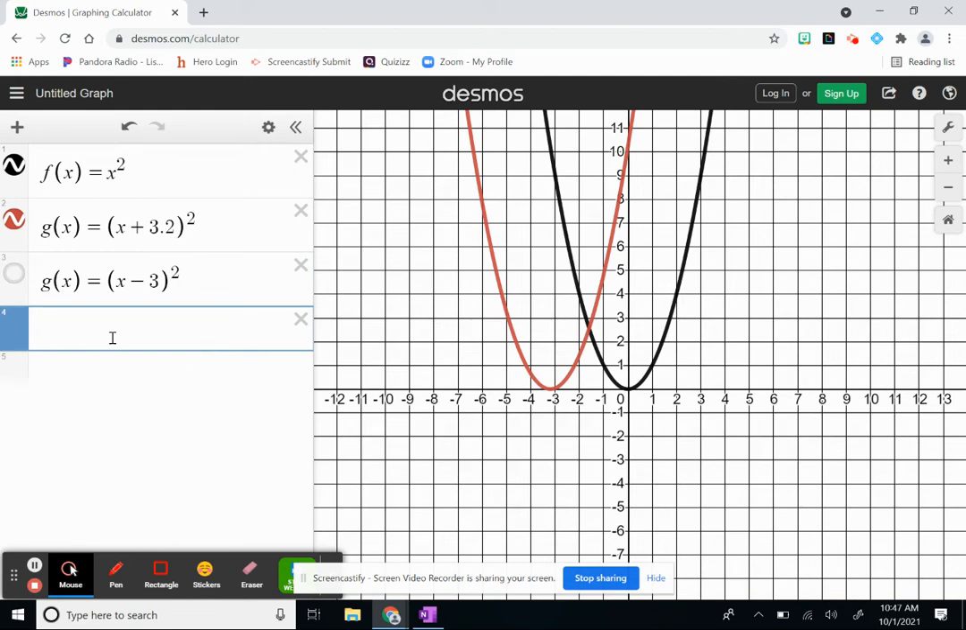Okay, so I have just the first one showing, so just x plus 3.2 quantity squared. This now shifted the graph. Instead of going up and down, now it's going left, which seems a little counterintuitive because I have a plus sign in there. But that is correct.